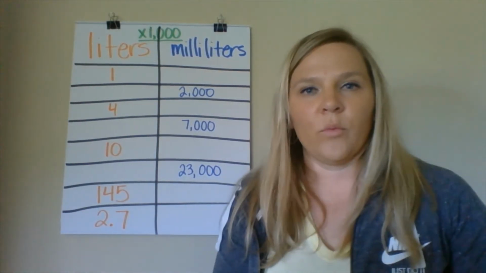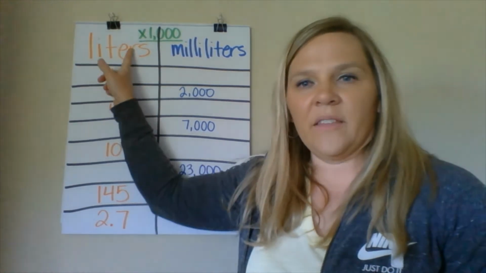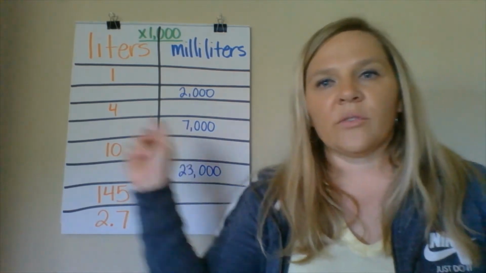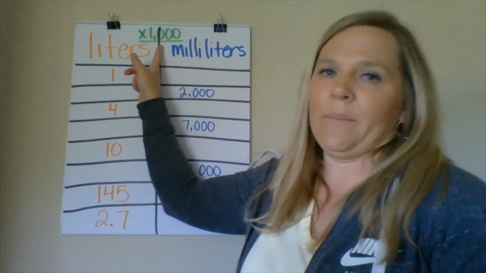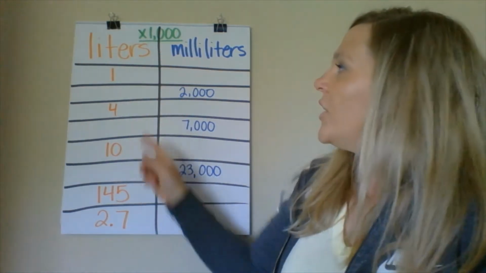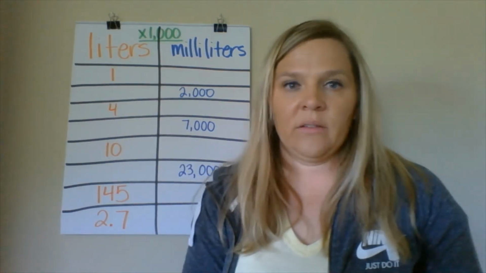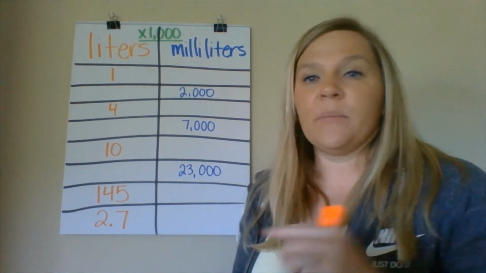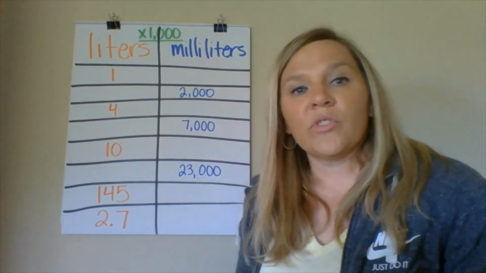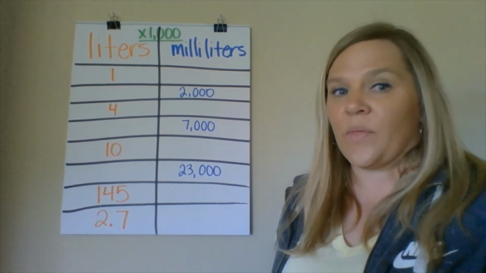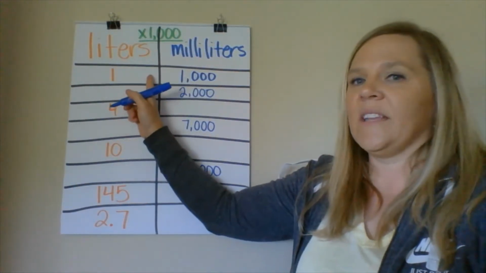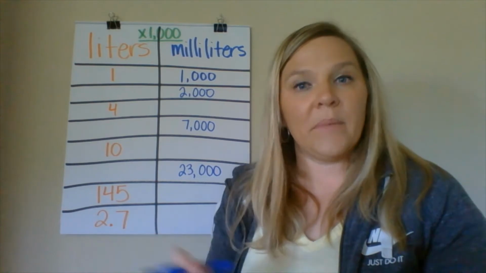Let's give this a whirl. So let's say we have our T-chart, and we have liters on this side and milliliters on that side. To convert between the two, we need to multiply by, remember, 1,000. So if I have 1 liter of water and I want to find out how many milliliters that is, I simply need to take my number of liters and multiply it by 1,000. So 1 times 1,000, simple, is 1,000. So 1 liter is equal to 1,000 milliliters.